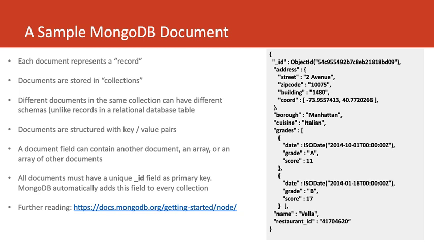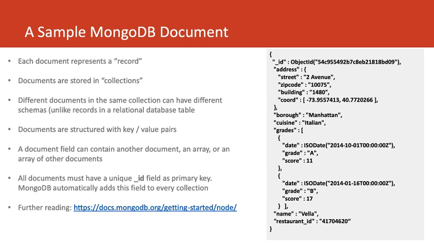A document field can contain another document, an array, or an array of other documents. And all documents must have a unique _id field as a primary key. MongoDB automatically adds this field to every collection. So when we're creating it, we don't have to worry about doing an auto-incrementing primary key.